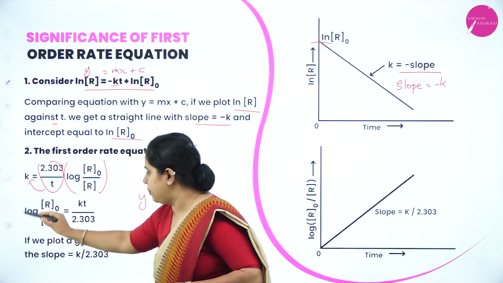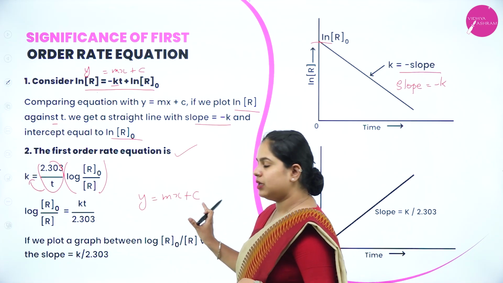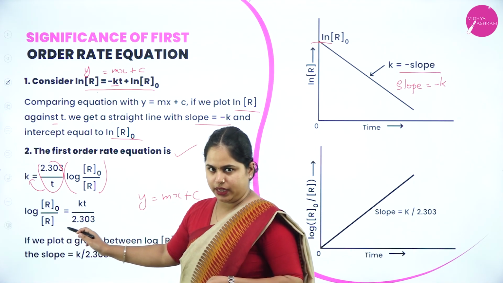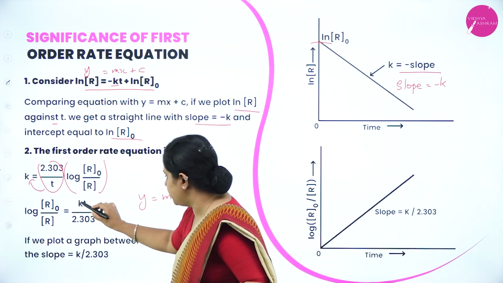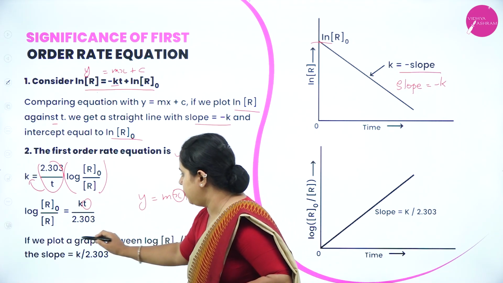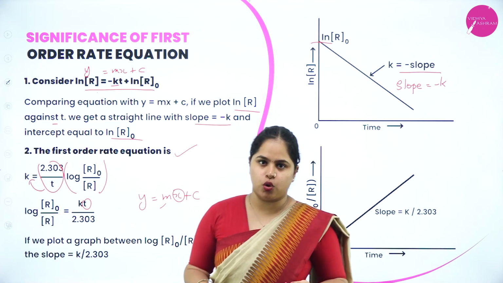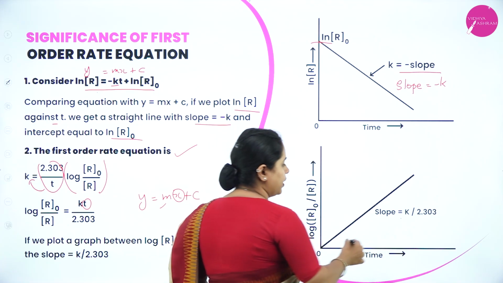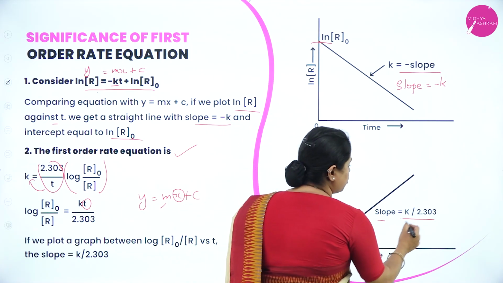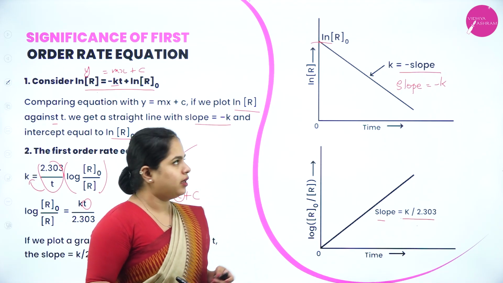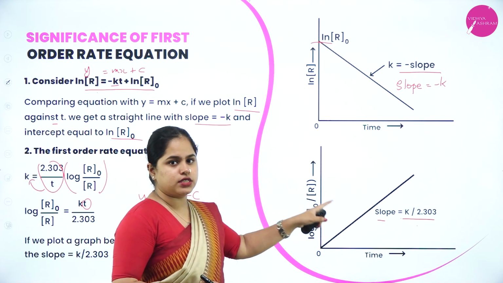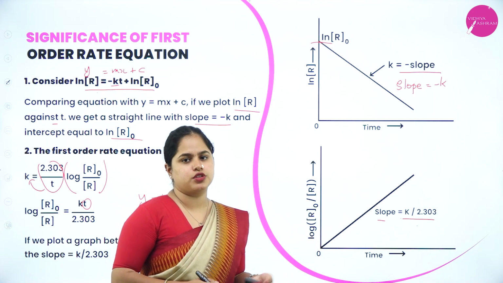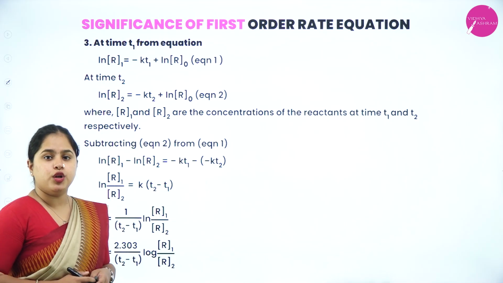So in that case, y will be log R0 by R. Now if we are comparing this equation with the equation of a straight line, y will be log R0 by R, right? And x will be what? X will be t. Now whatever is left, that is k by 2.303, will be m, that will be the slope. So if you are plotting a graph between log R0 by R and time, you will get a graph like this, whereas slope will be equal to k by 2.303. I hope that is clear. So if you are taking ln R versus time, what is the slope, and if you are taking log R0 by R versus time, what is the slope, you have to remember. Okay.